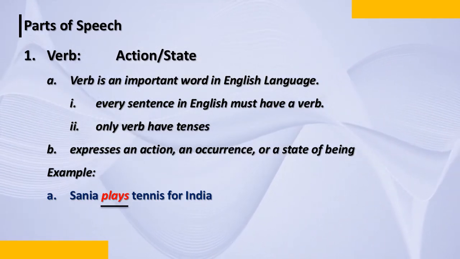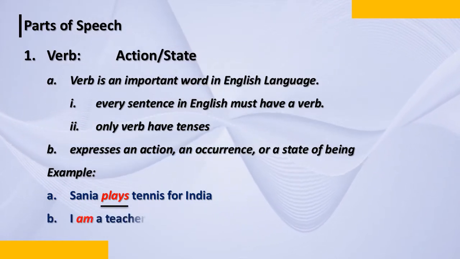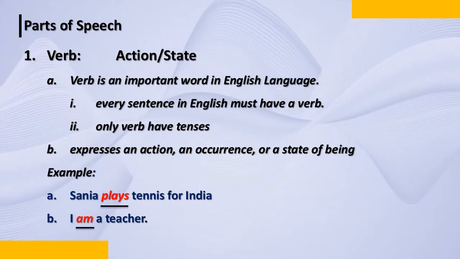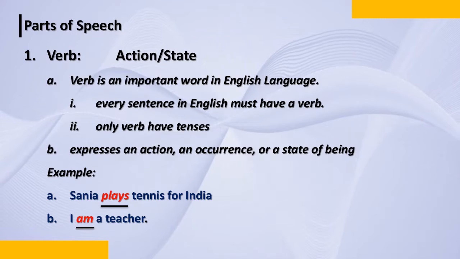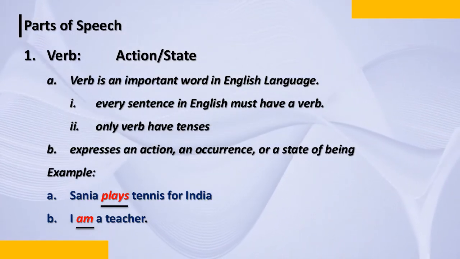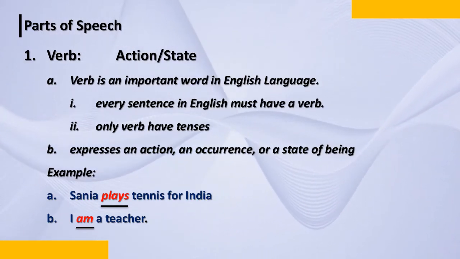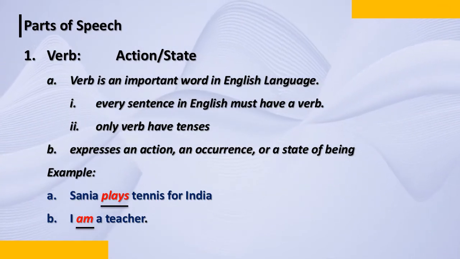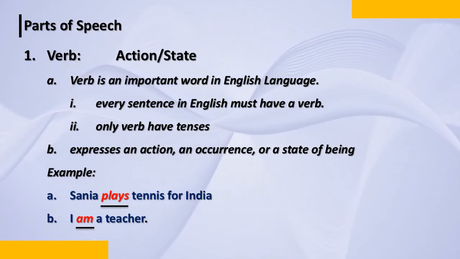That is, the word plays as an action. The second sentence, if you see, "I am a teacher." Now here, "am" is a verb. Now how does it become a verb? Because I am a teacher and I am in a state, I am in a situation. What situation am I in? I am in a teaching situation. So "I am a teacher," and in this, "am" is a verb.